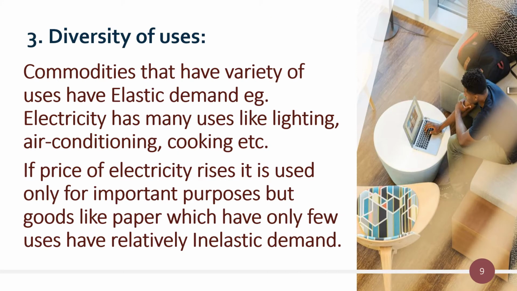The third factor affecting elasticity of demand is diversity of uses. Commodities that have a variety of uses have elastic demand. For example, electricity has many uses like lighting, air conditioning, cooking and so on. If the price of electricity rises, it is used only for important purposes. But goods like paper, which have only few uses, have relatively inelastic demand.